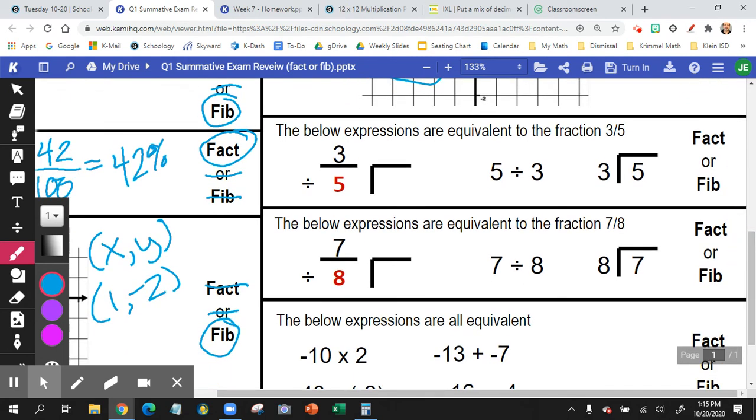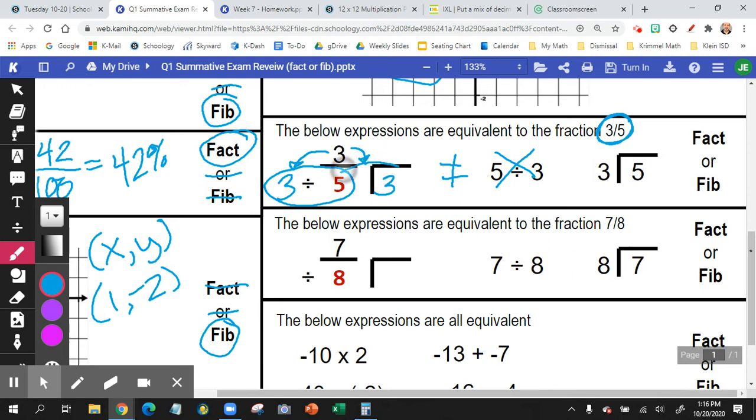The below expressions are equivalent to the fraction 3/5. So we have 3/5. Let's use our strategy for creating equivalent expressions. Move 3 inside, and then move 3 to the front for the symbol form 3 divided by 5. So our first expression, 3/5 is equal to 3 divided by 5. 5 divided by 3, 3 divided by 5, these are backwards. That's not equal. That's not the same thing. 5 divided by 3 is not the same as 3 divided by 5.